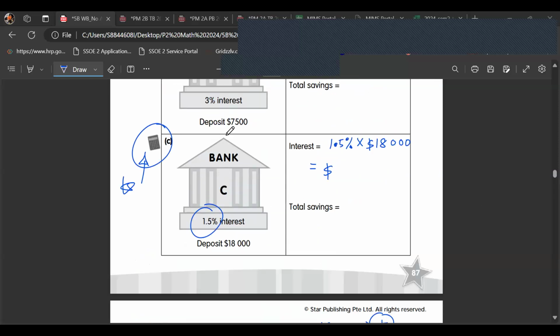Now, I just want to check with you whether you know how to press the calculator for this one. This is page 87. So there's this 1.5% interest for $18,000. So I want you to check whether you are able to press this correctly with the calculator. Now, when it says calculator, it means it will likely be a question in paper 2 during your exam.